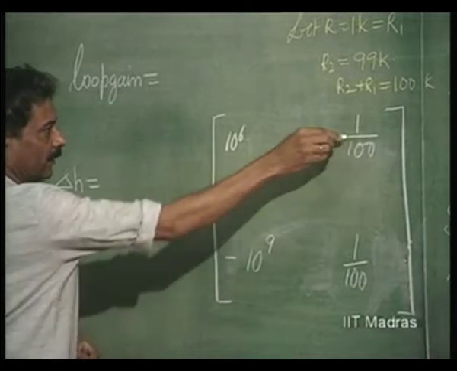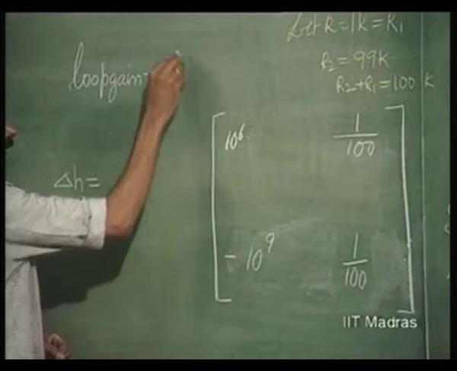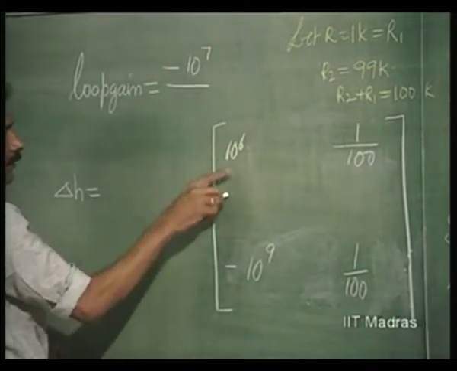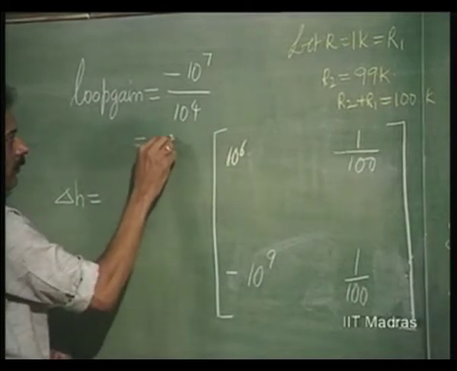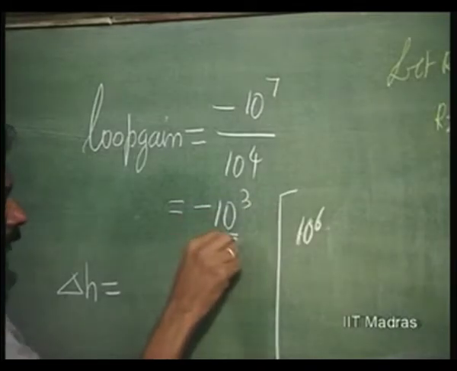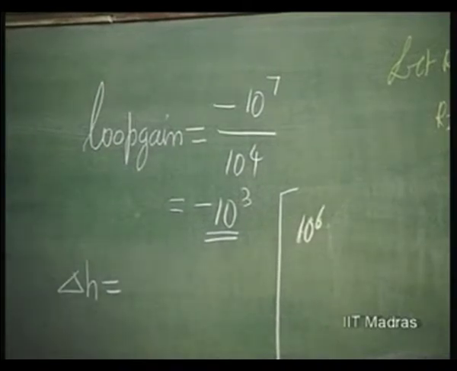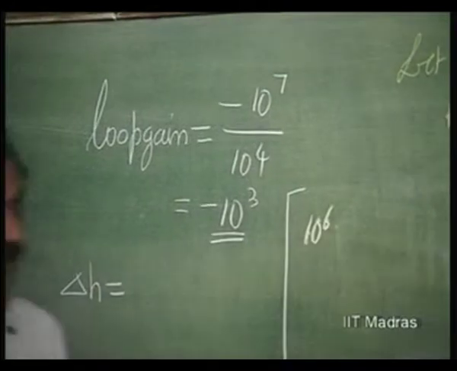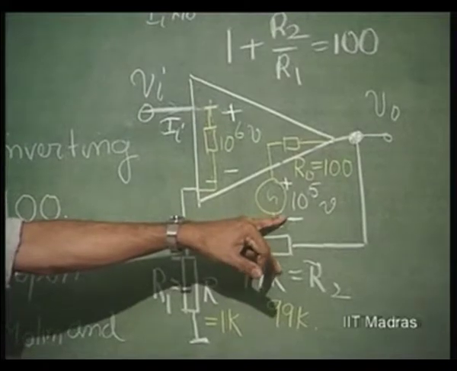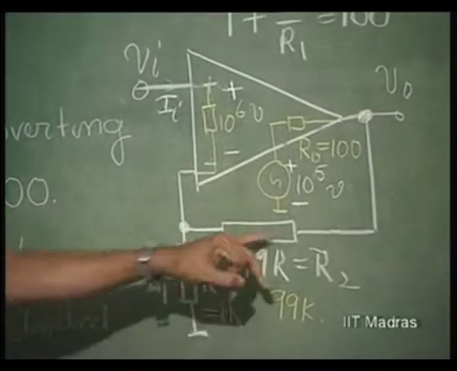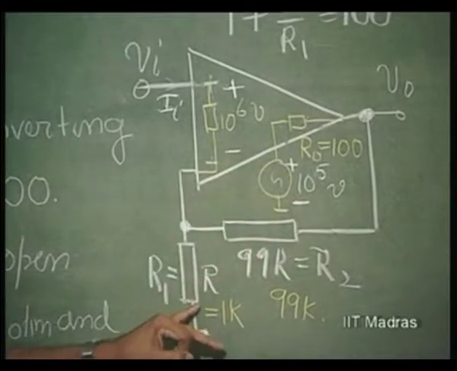This into this divided by this into this. So 10 to the power minus 10 to the power 9 by 100, 10 to the power 7, 10 to the power 6 by 100, 10 to the power 4. So 10 to the power 3, 1000 is the loop gain. It's easily discernible here. The gain from here to here is 10 to the power 5. The attenuation from here to here is 1 by 100. 10 to the power 5 into 1 by 100 is 10 to the power 3.